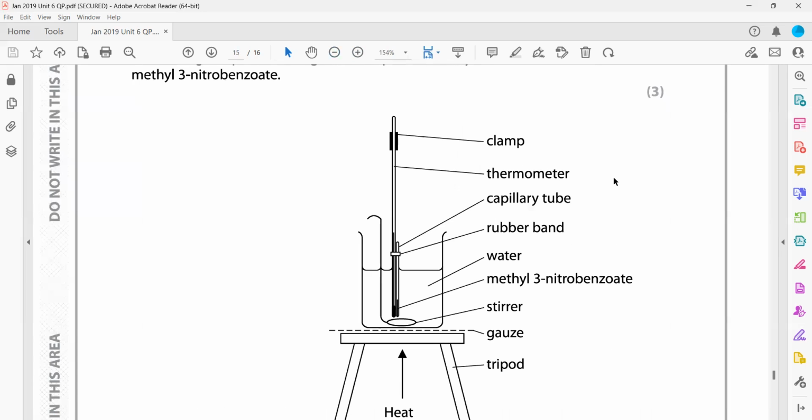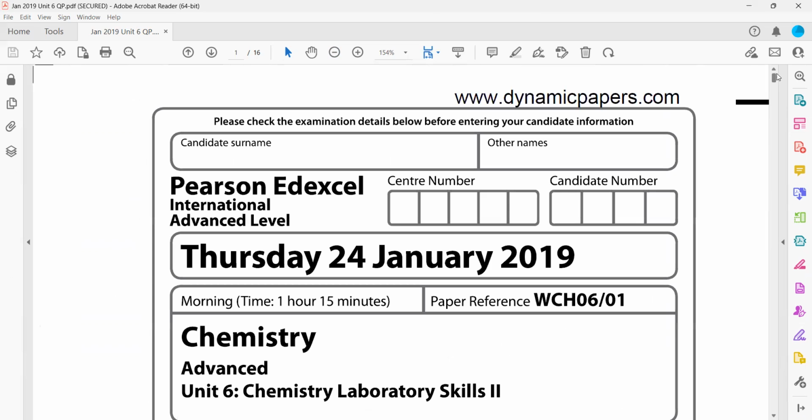So these are some points which are related to the apparatus. Is it clear?